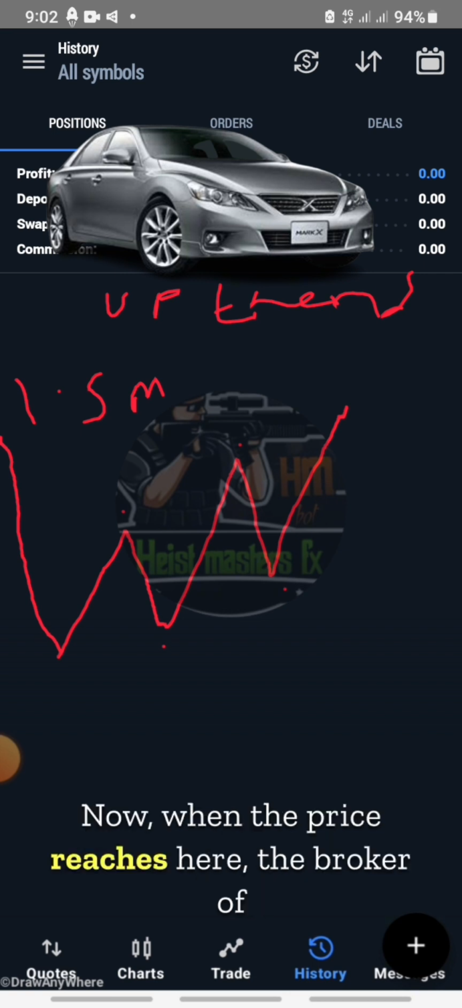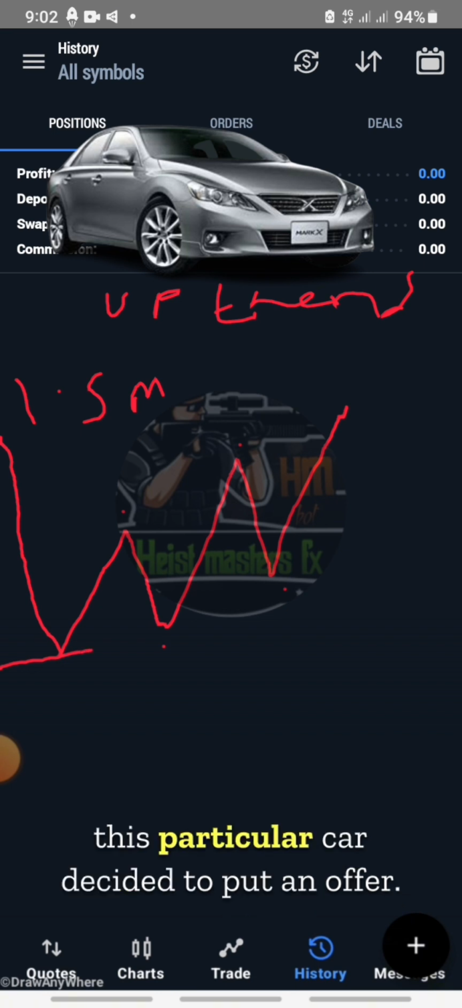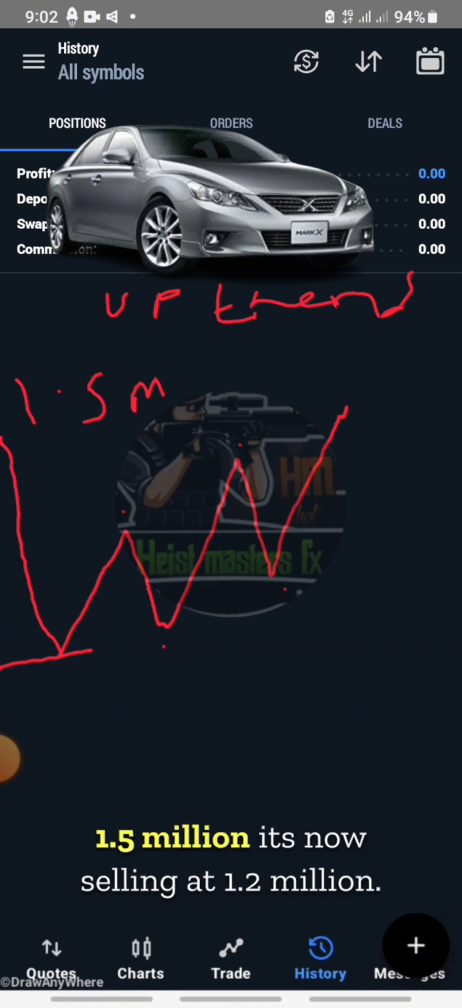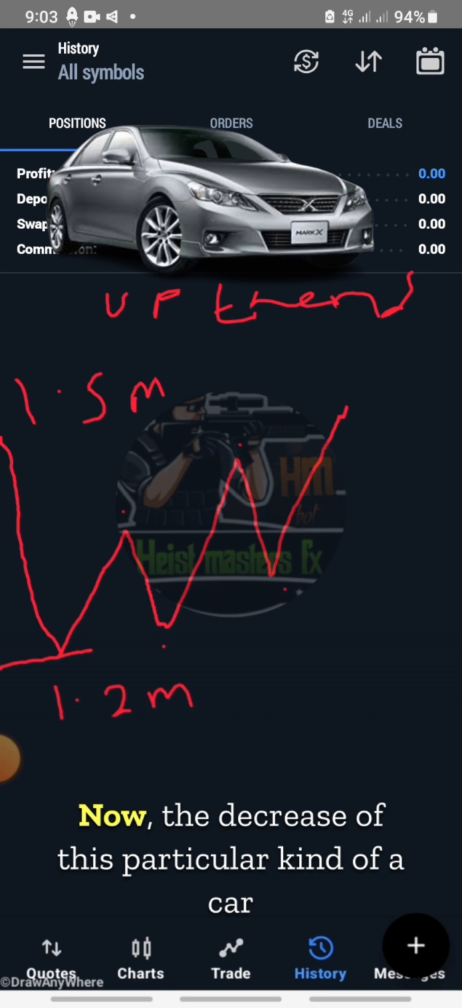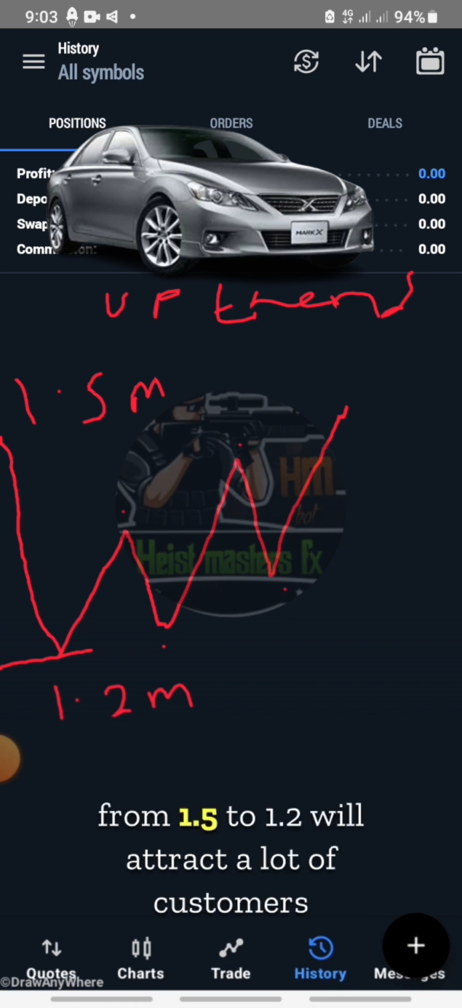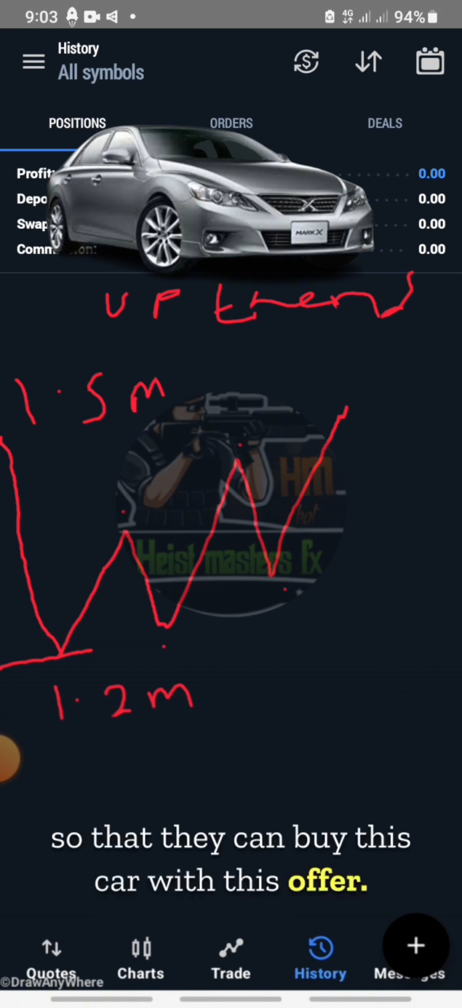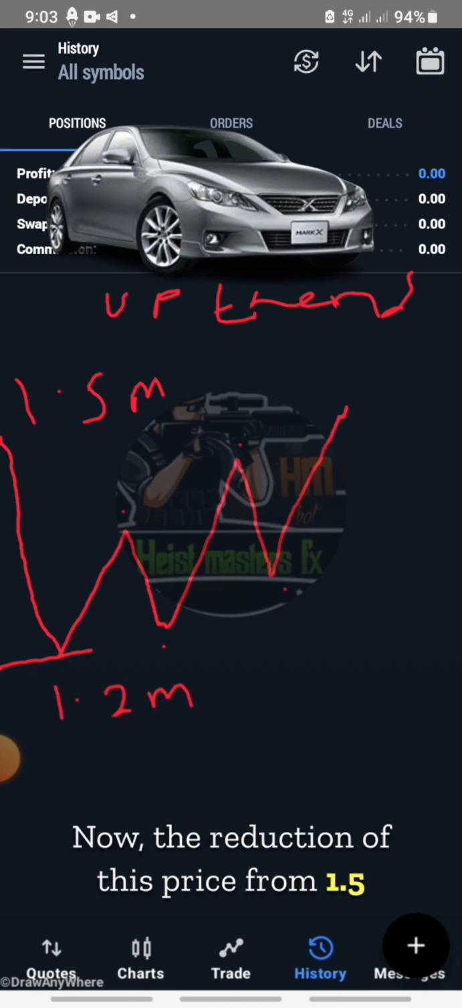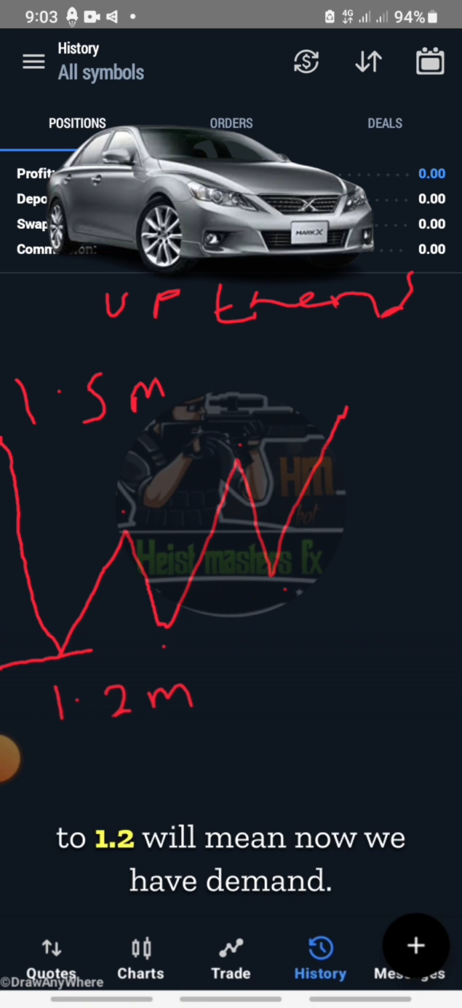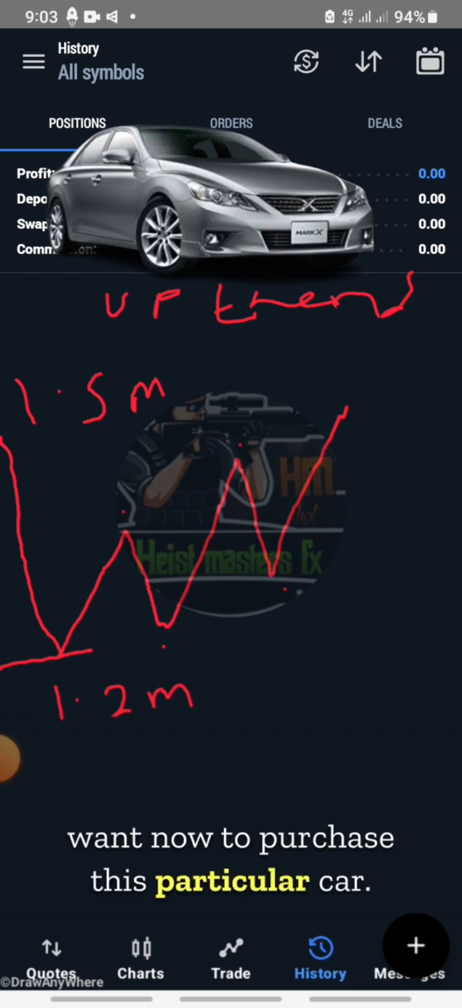Now when the price reaches here, the broker of this particular car decided to put an offer. The car is no longer selling at 1.5 million, it is now selling at 1.2 million. The decrease from 1.5 to 1.2 will attract a lot of customers, so that they can buy this car with this offer. The reduction means we now have demand, a lot of people who want to purchase this particular car.